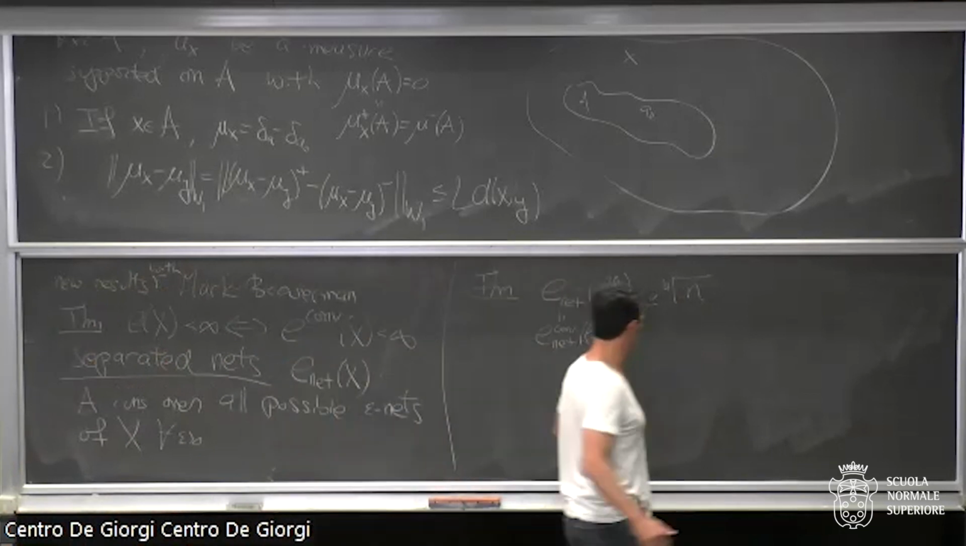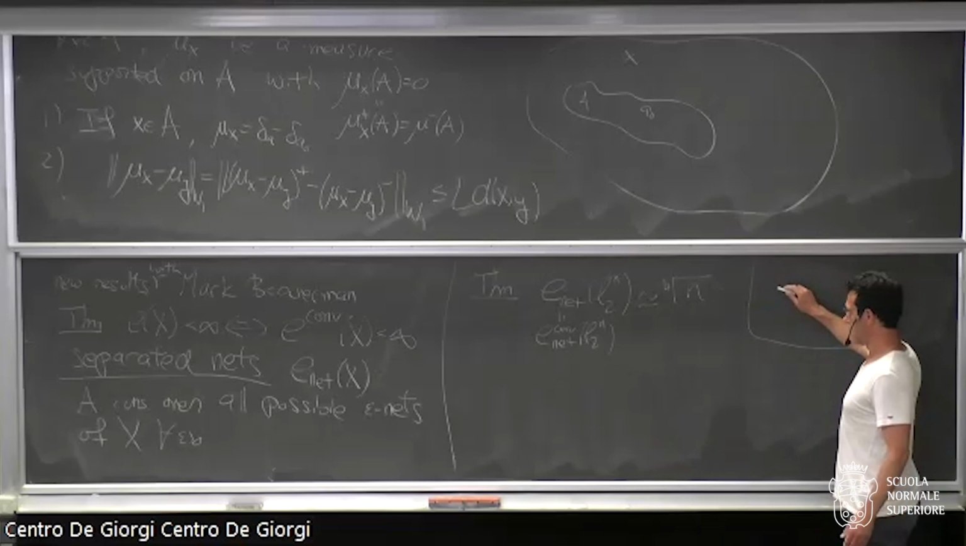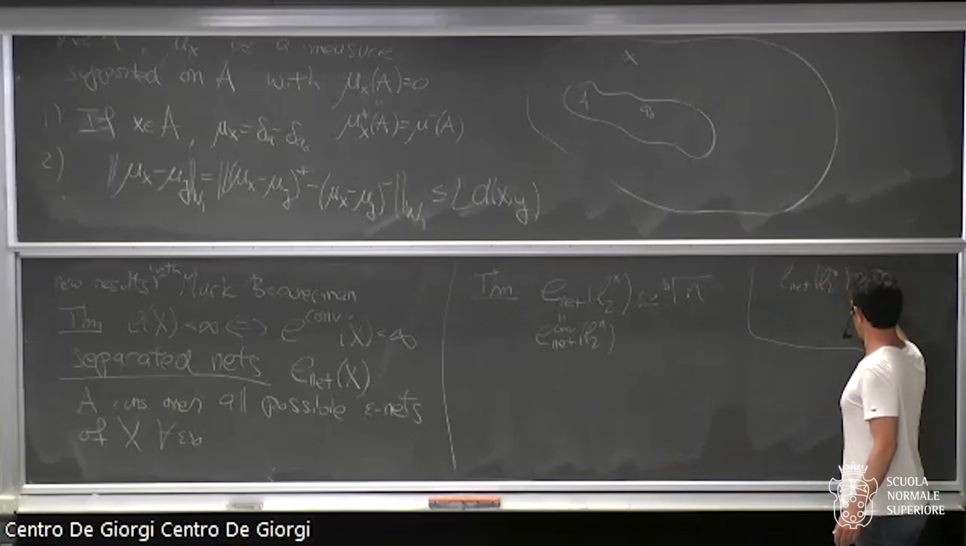Okay, so the fact that you cannot do any better, that was an old theorem. So the fact that E net of L2^n is at least the 4th root of n. This is Mendel and myself. I don't know, 2010, something like that.